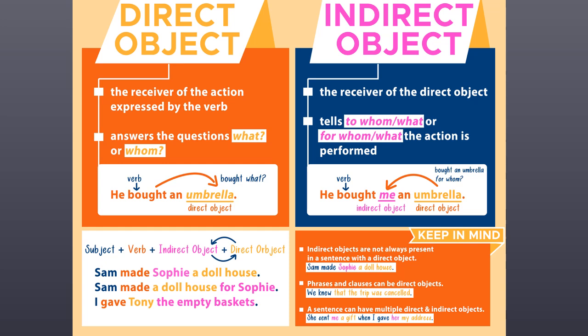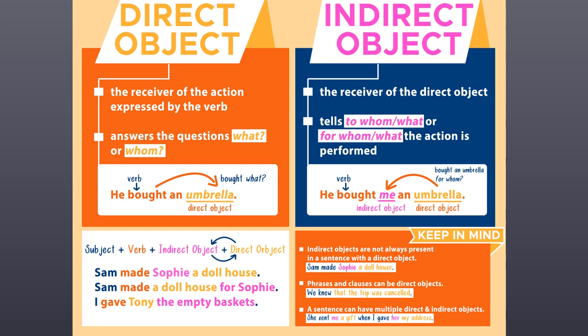So Sam made Sophie a dollhouse. So Sam made what? Dollhouse. So dollhouse is going to be direct object. And you'll notice here that this direct object is having the same color of the title. And for who? For Sophie. Also, you'll know that Sophie here is the indirect. It will have the same color of indirect object. Sam made a dollhouse for Sophie.